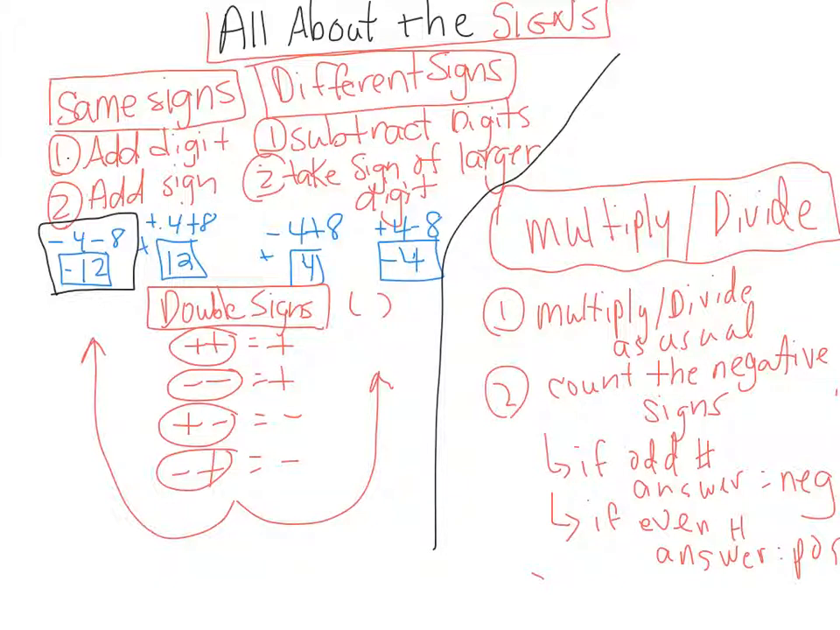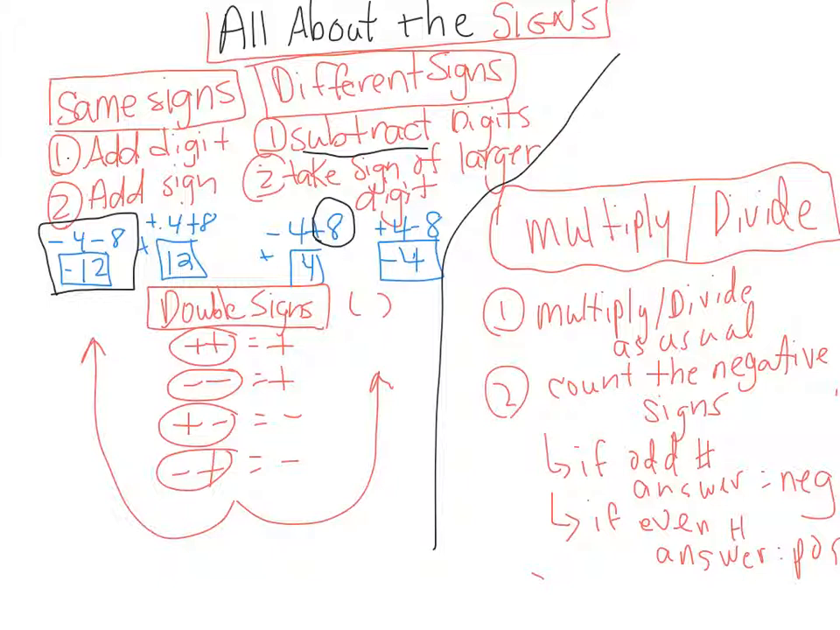And if you have different signs, like one positive and one negative, you would subtract the digits and take the sign of the larger digit. Example, -4 plus 8. One's negative, one's positive. So you subtract the digits. So 8 minus 4 would be 4. And this 8 takes it because it's a larger digit, so it's +4. This would be like, I owed my mama $4 and I paid her back $8. Now I have a surplus of $4 for my mama.